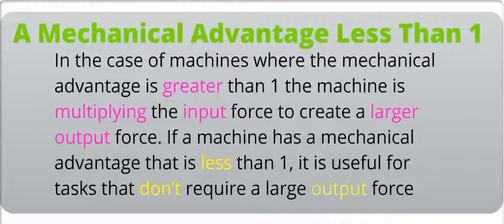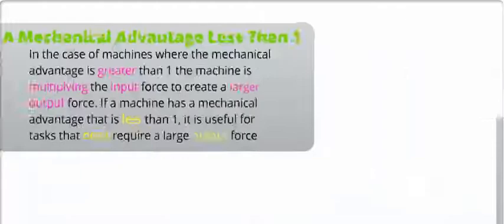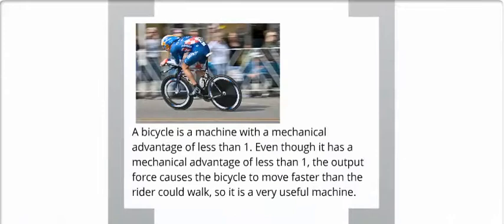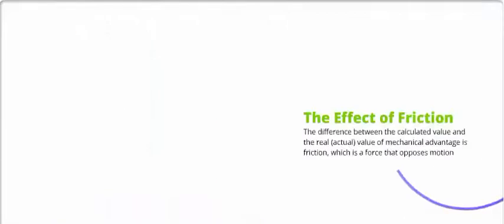If a machine has a mechanical advantage of less than 1, it is useful for tasks that do not require a large output force. So a bicycle is a machine with a mechanical advantage that is less than 1. Even though it has a mechanical advantage of less than 1, the output force causes the bicycle to move faster than the rider could walk, so that makes it a very useful machine.